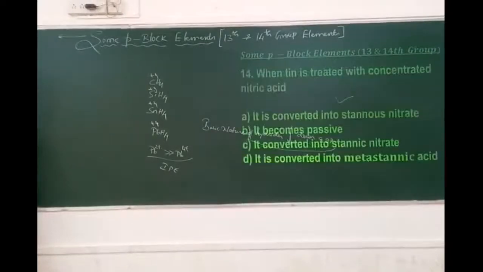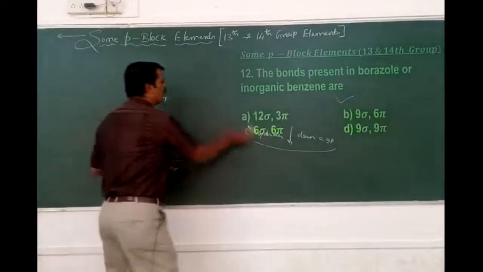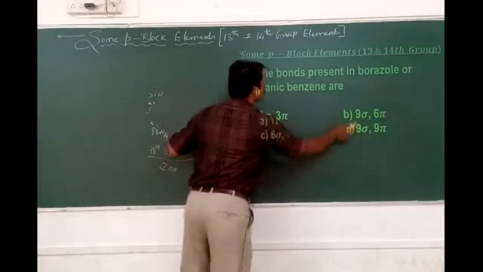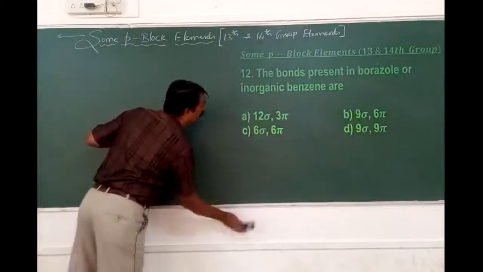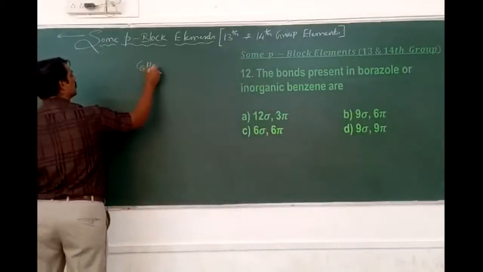Let's move on to the 12th. The bonds present in which one? Borazole. Borazole is also called as what? Inorganic benzene. So we know that benzene is C6H6.